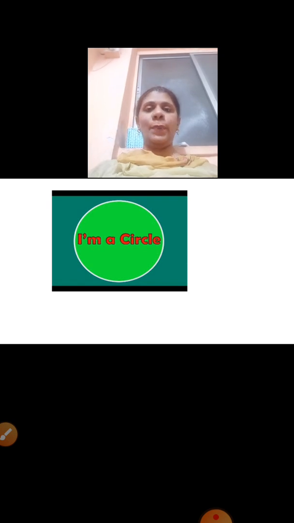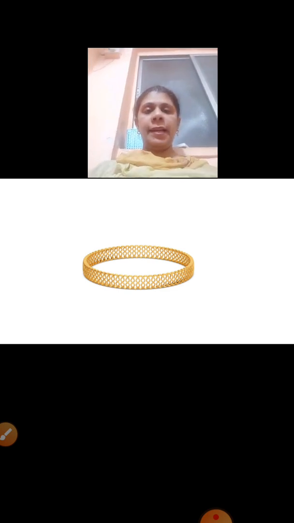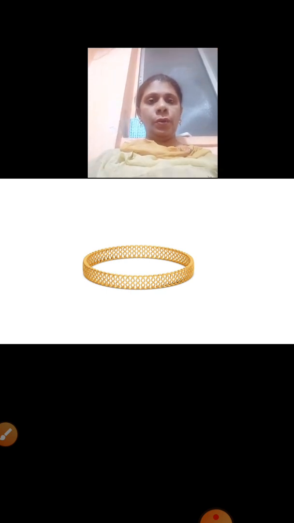Now here, what is this? Which shape is this? What is it saying? I am a circle. Which shape is this? It is a circle. Now, see the shape. First see the picture and let me know. It's a picture of a bangle. Now tell me, what is the shape of the bangle? Square shape? No, then circle shape.